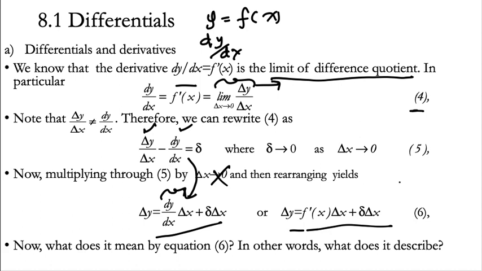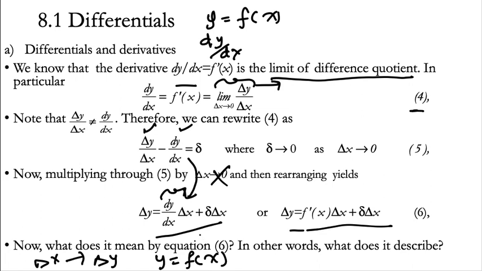All right, now, what does equation 6 mean? In other words, what does it describe? Actually, it describes the change in y that results from a specific change in x. So when you have a change in x, it leads to a change in y, from any starting value of x. It could be x equal to 0, x equal to 1, x equal to 10. So basically from any starting value of x in the domain of the function of y as a function of x.